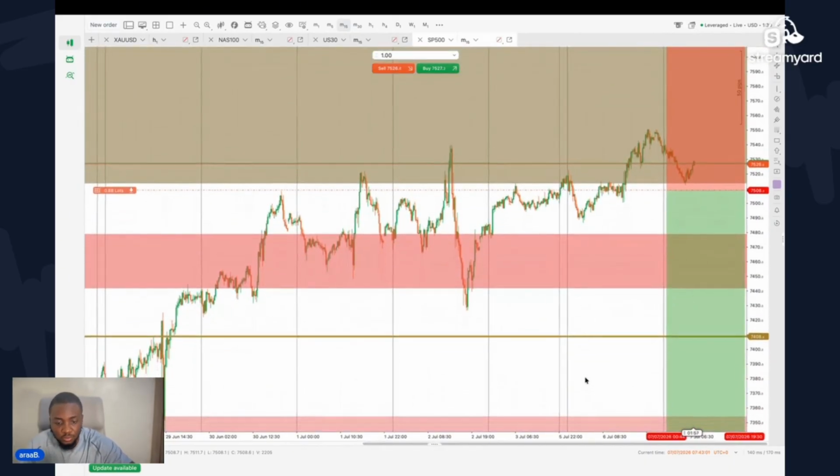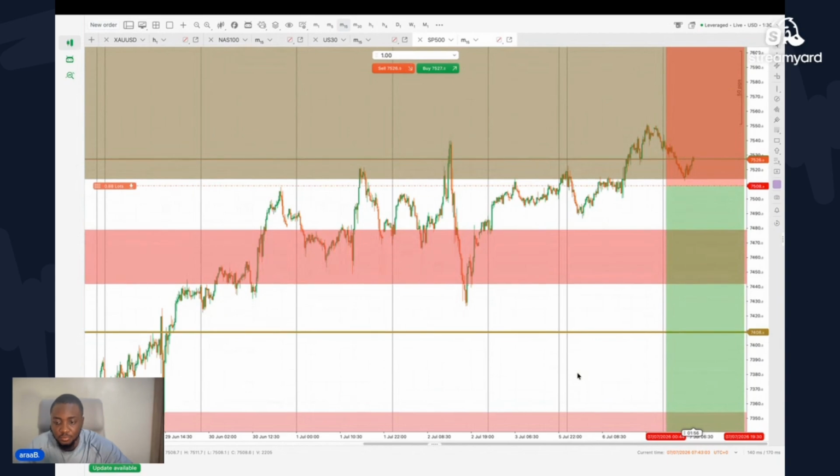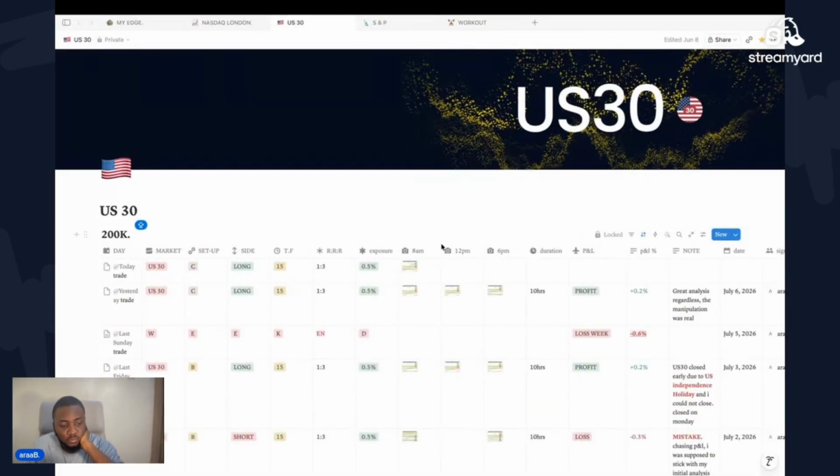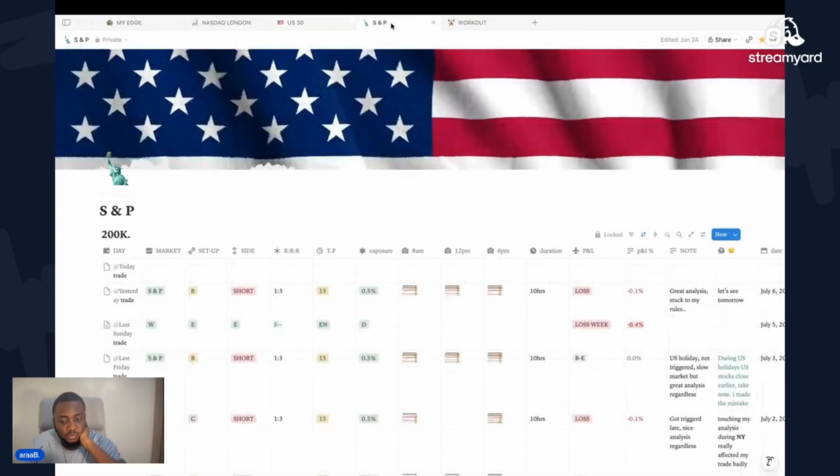Okay, let's wait and see what is going to happen in the market. Let me take a screenshot for journaling purposes, so I can come back to my journal and see what I have done. So this is my S&P journal. I'll come to it.